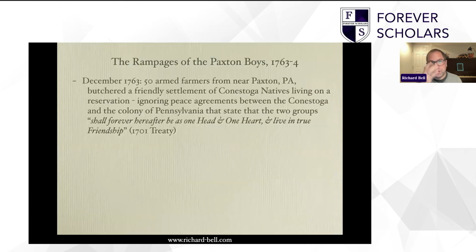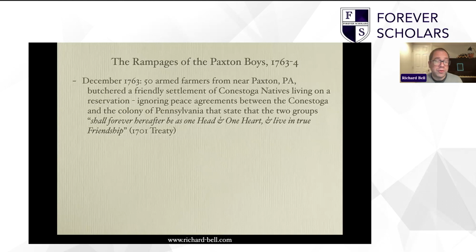In December of 1763, a group of 50 armed colonists from the town of Paxton, Pennsylvania, attacked a friendly settlement of Conestoga natives living nearby. They butchered the sleeping Conestoga men, women, and children, and set their cabins on fire. Only later that day, as these Paxton boys rummaged through the ashes of the Conestoga's encampment, did they come across the charred remains of not one, but 6 treaties of friendship between the Conestoga and the colony of Pennsylvania.